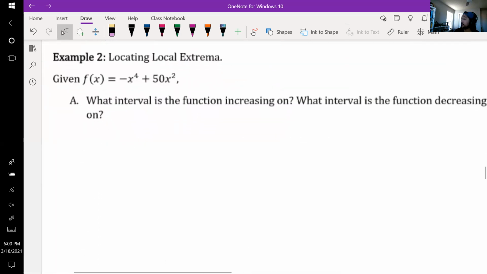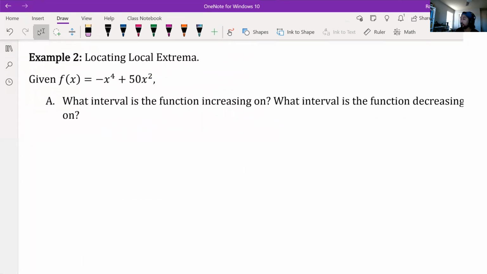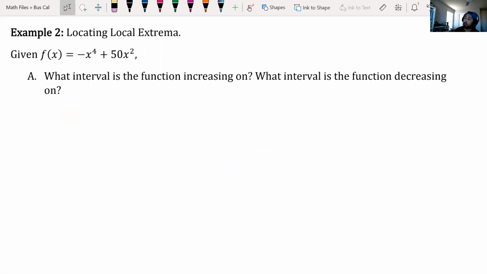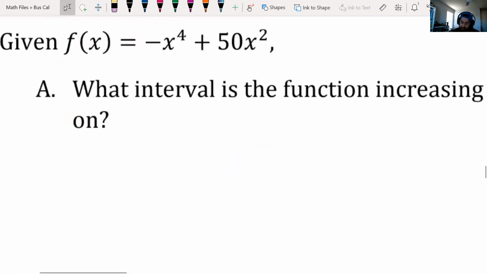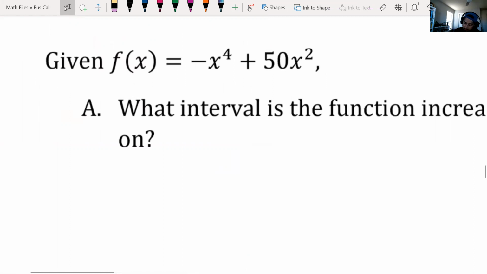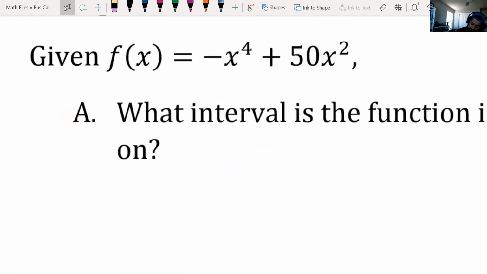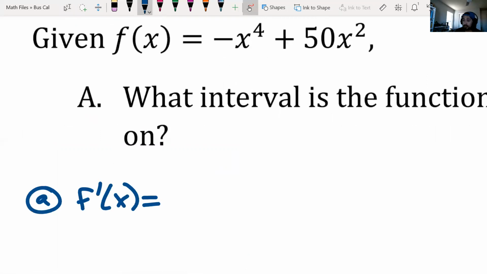All right. Example 2, same exact thing. Given this function, find the intervals of increase, decrease, max, and minimums, and sketch the graph. So first, we find the derivative. Zoom, zoom, zoom. There we go. All right. So I'll just say tiny step A, f prime of x. We get this derivative. Oh, come on, laptop. Don't be slow today. And you get negative 4x cubed plus 100x.